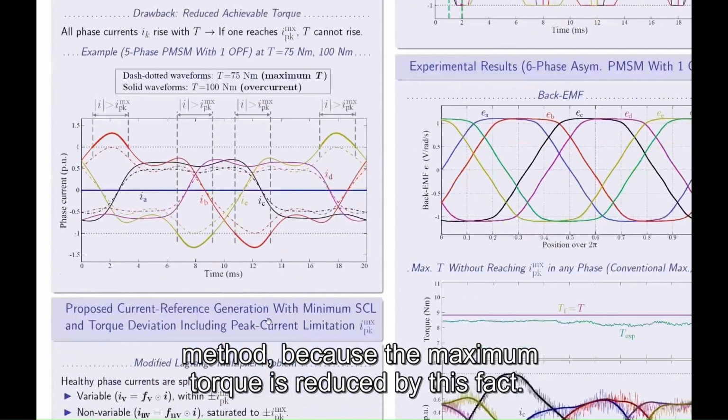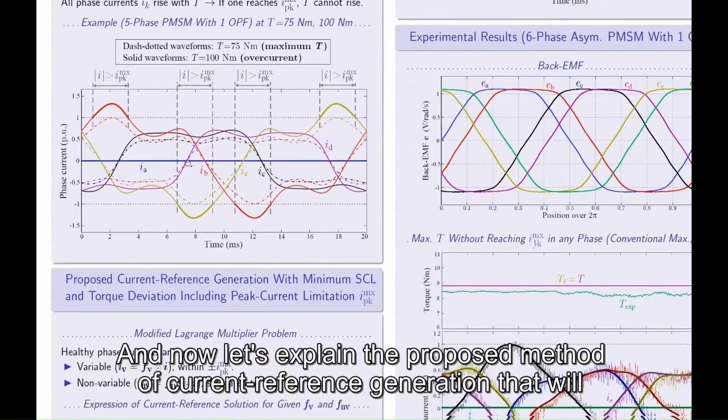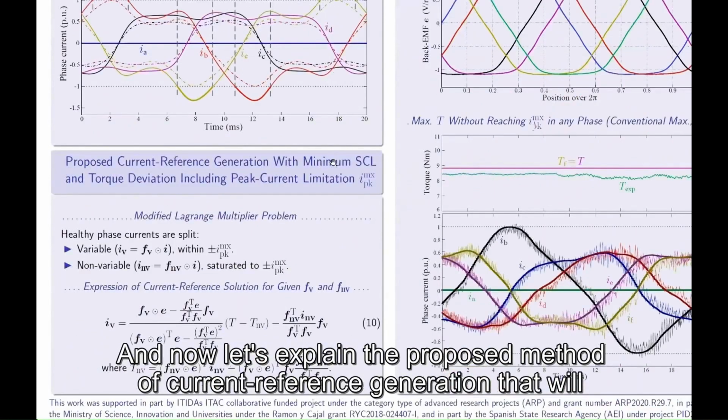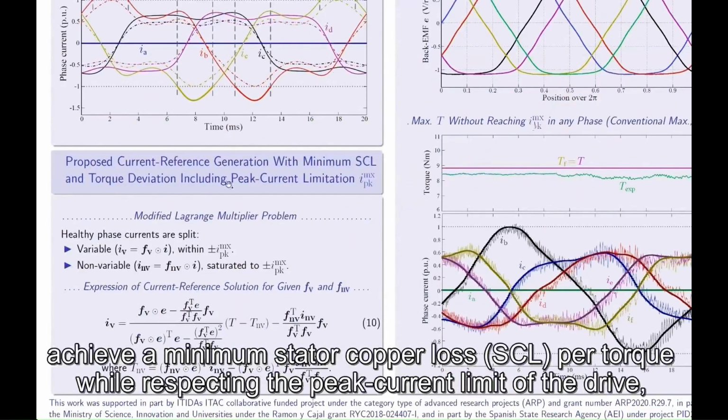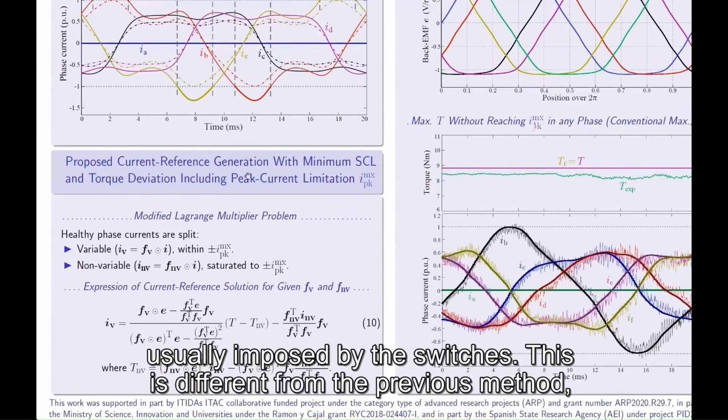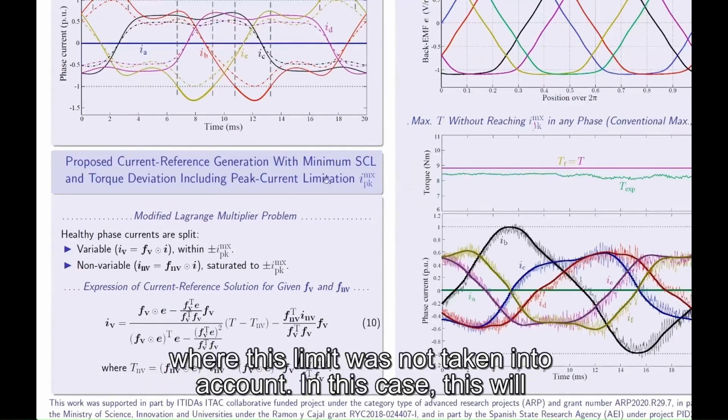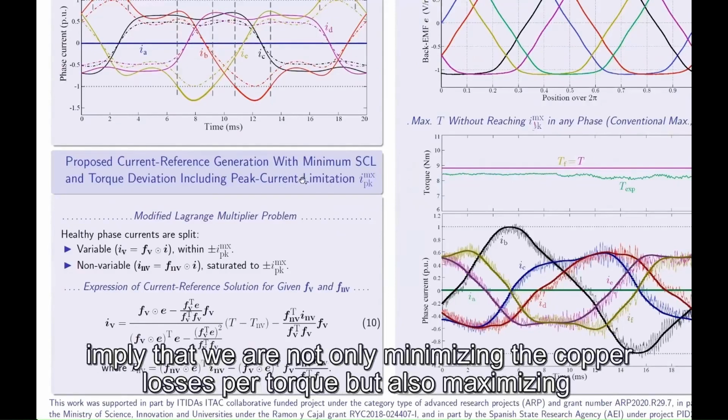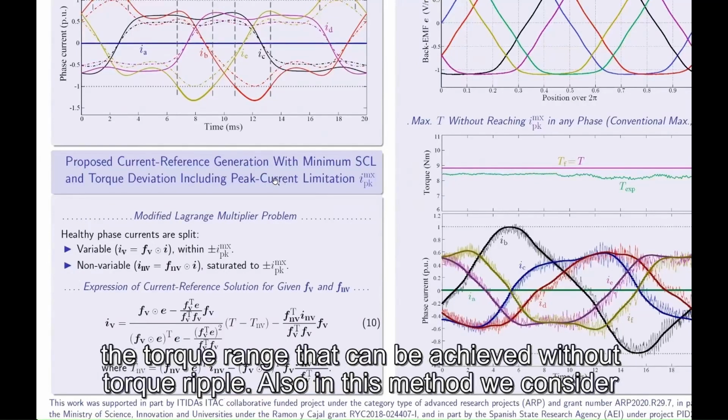And now let's explain the proposed method of current reference generation that will achieve minimum copper losses per torque while respecting the peak current limit of the drive usually imposed by the switches. And this is different from the previous method where this limit was not taken into account. And in this case, this will imply that we are not only minimizing the copper losses per torque, but also maximizing the torque range that can be achieved without torque ripple.